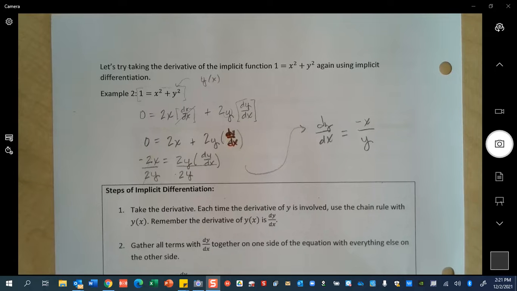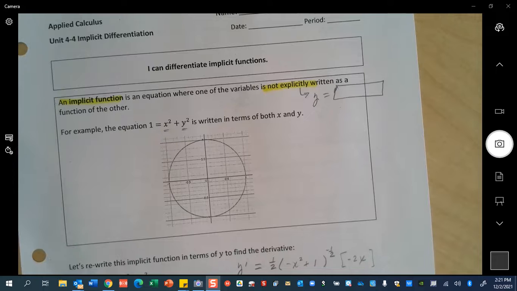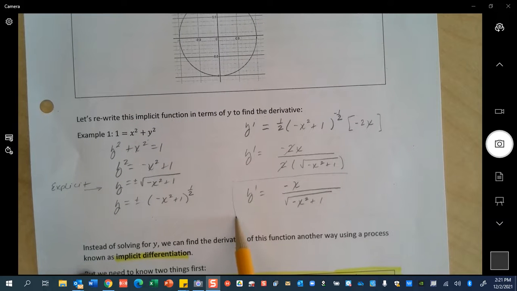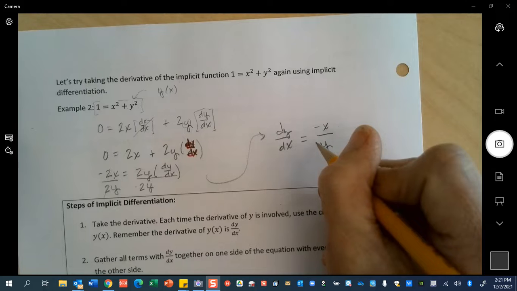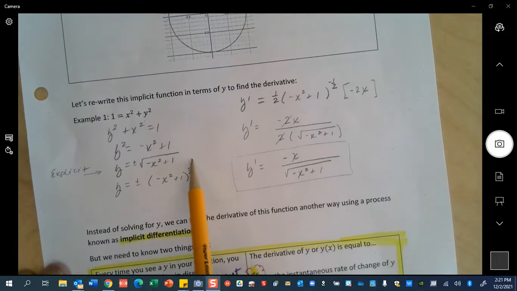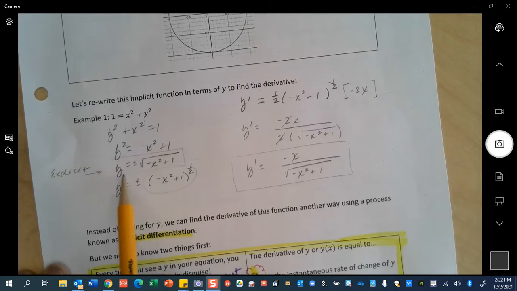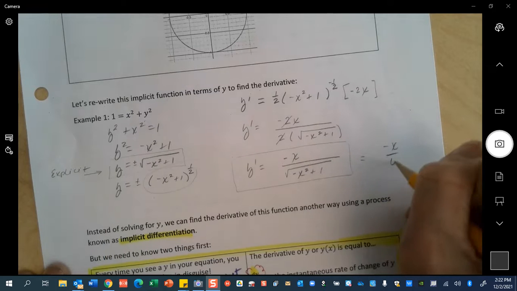And right now you're like, wait, that's not the same as we got over here. We got this over here, which doesn't look a thing like that. Except I want you to think about what was our y function. Wasn't this our y function? So can I replace this with y?